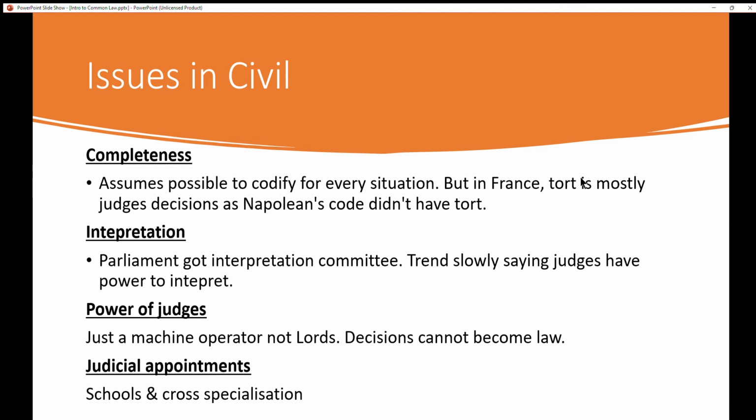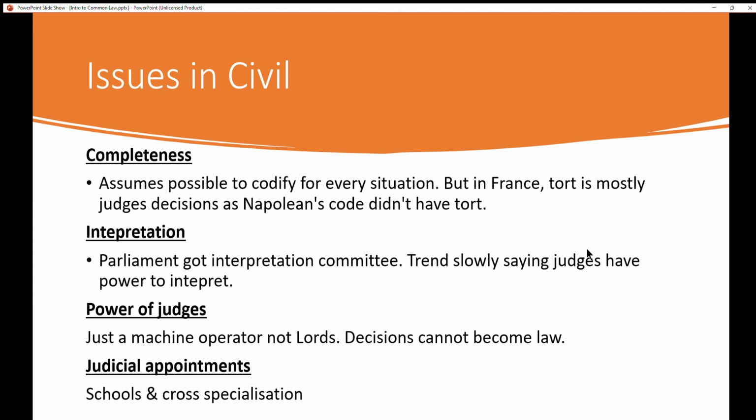So for example, in France, when Napoleon wrote his code, there were very few tort cases, so he didn't have much to say about tort. Tort basically, most of it is like negligence. So if you get into an accident, who is negligent, where negligent is carelessness. So most of it, for example in France, is still based on judges' decisions. So it's very hard to codify everything. You got a problem with interpretation also. But they send the interpretation to a parliamentary committee.